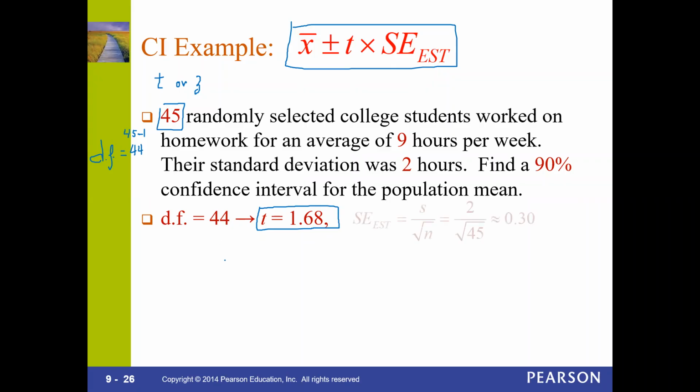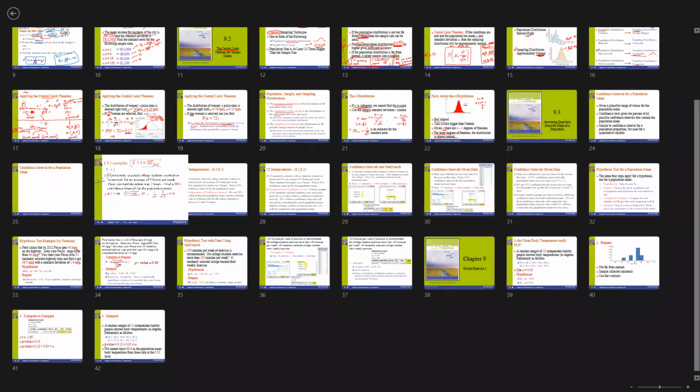So the next thing I'm going to do is find the standard error. I reminded you about the standard error before. The formula for the standard error is S over square root of N. Let me remind you if you don't remember. Do you guys remember the formula I gave you last time?